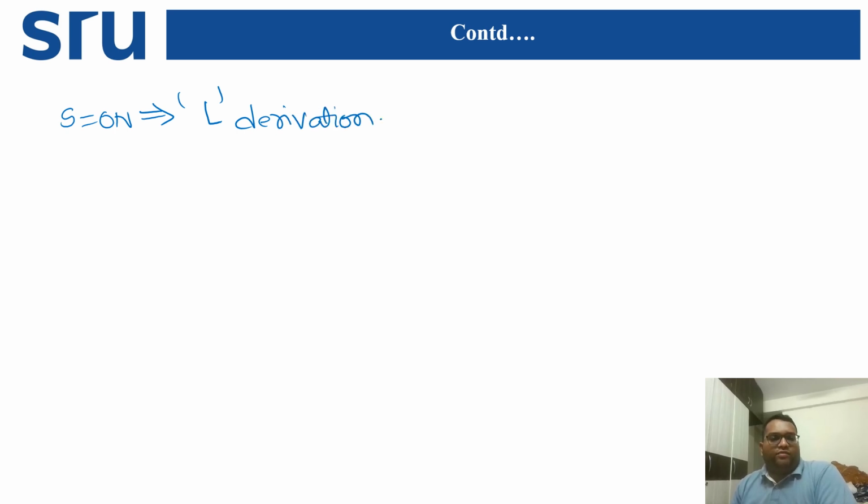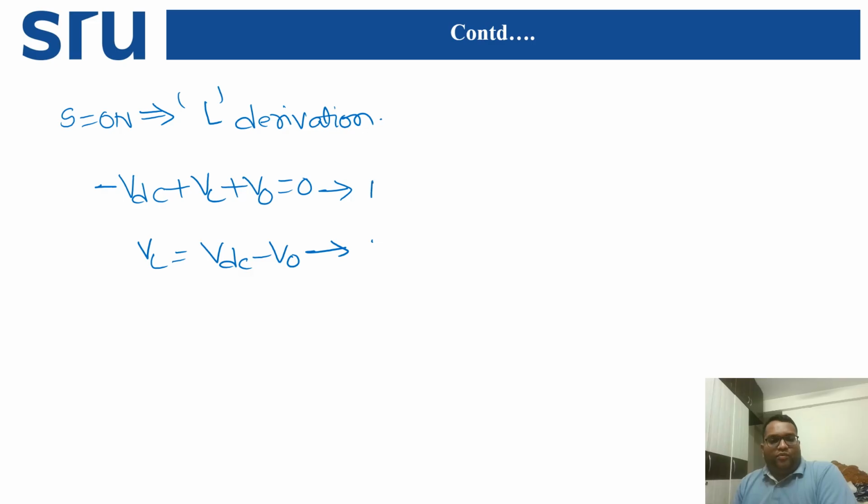When the switch is on, what is the condition? Apply Kirchhoff's voltage law. Then minus VDC plus VL plus V naught is equal to 0. This condition we know. Now, VL is equal to VDC minus V naught. Let us take this as equation number 1, and this as equation number 2.